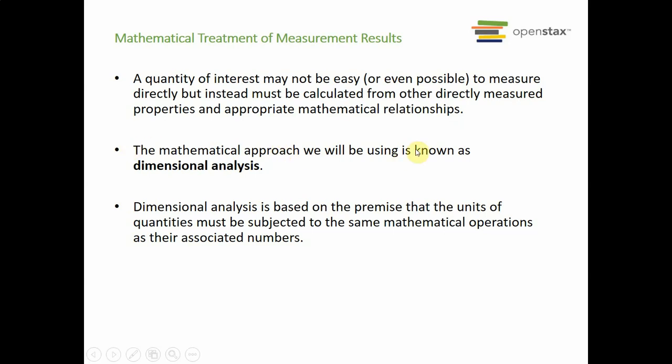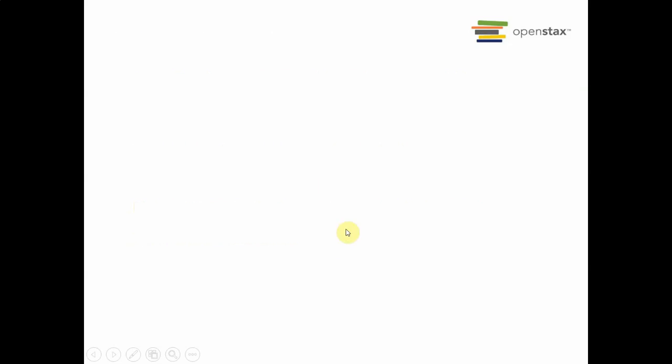The mathematical approach we'll be using is known as dimensional analysis. Dimensional analysis is based on the premise that the units of the quantities must be subjected to the same mathematical operations as their associated numbers. So when you have 1 gram divided by 2 liters, the 1 and the 2 are divided and it's 1/2. And the grams and the liters are divided, so you have grams per liter, 1/2 gram per liter. So that's what dimensional analysis is.